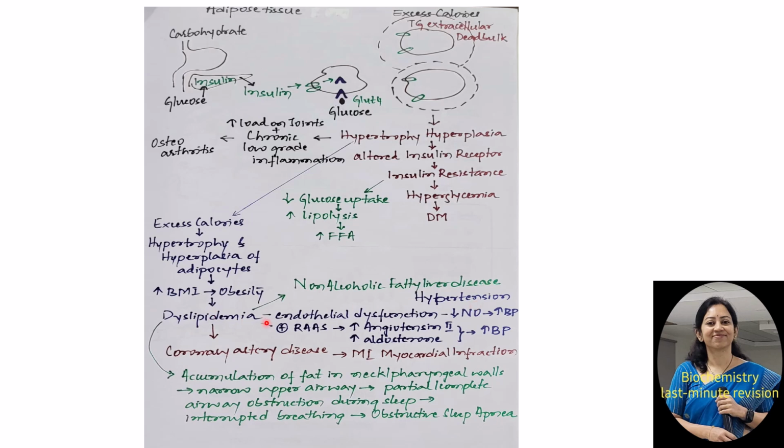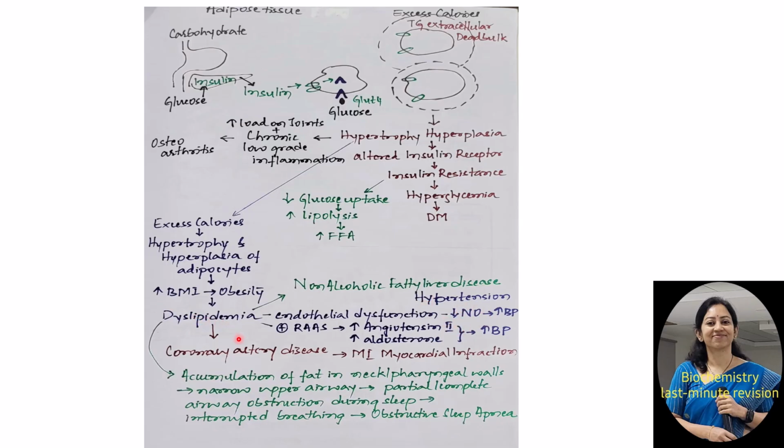Apart from that, dyslipidemia is also known to stimulate the renin, angiotensin, aldosterone system. So increased angiotensin 2, again a vasoconstrictor, increases the systolic blood pressure. Increased aldosterone causes retention of sodium and water, so this also increases the blood pressure, predisposing the individual to the development of hypertension.